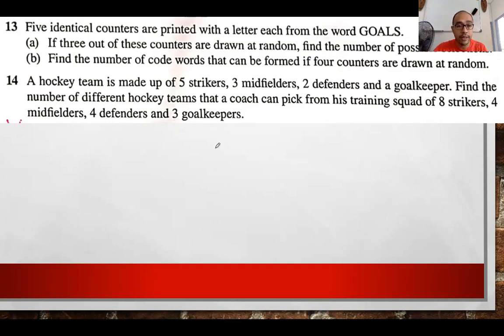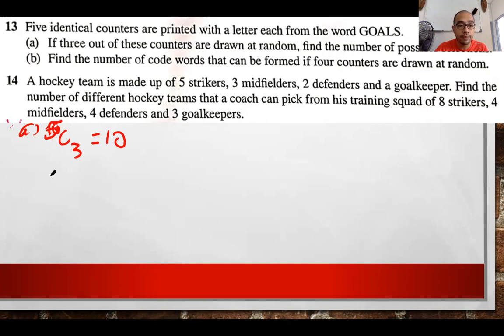So this will give us 10C3. Sorry, not 10C3, 5C3. Okay, 5C3, which will give us the answer 10. Because there are 5 counters, you only want to choose 3.